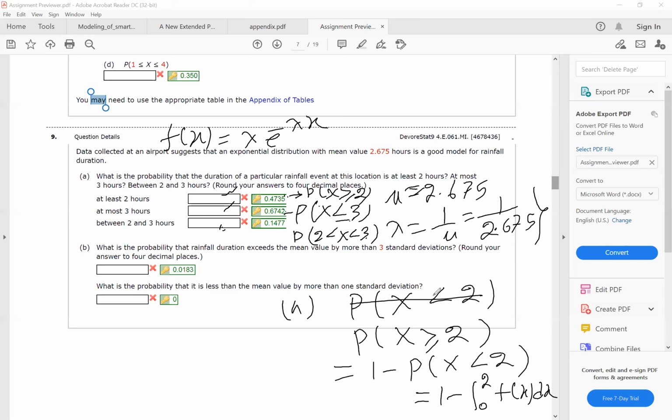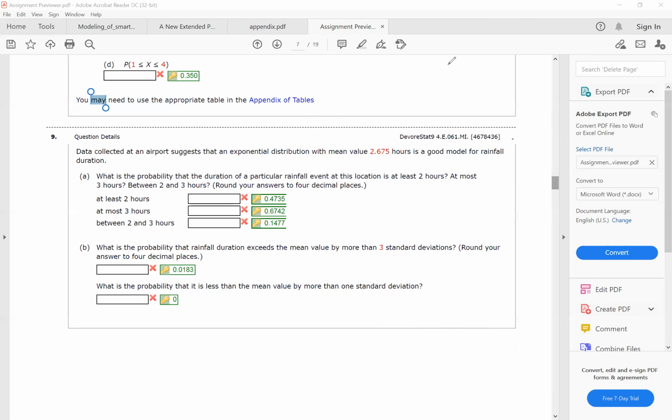Okay, so if you understand this, then you can also do part B. Part B is a little tricky. If you just know the trick, then it is easy to find the probability. Part B is: what is the probability that rainfall duration exceeds the mean value by more than 3 standard deviations?